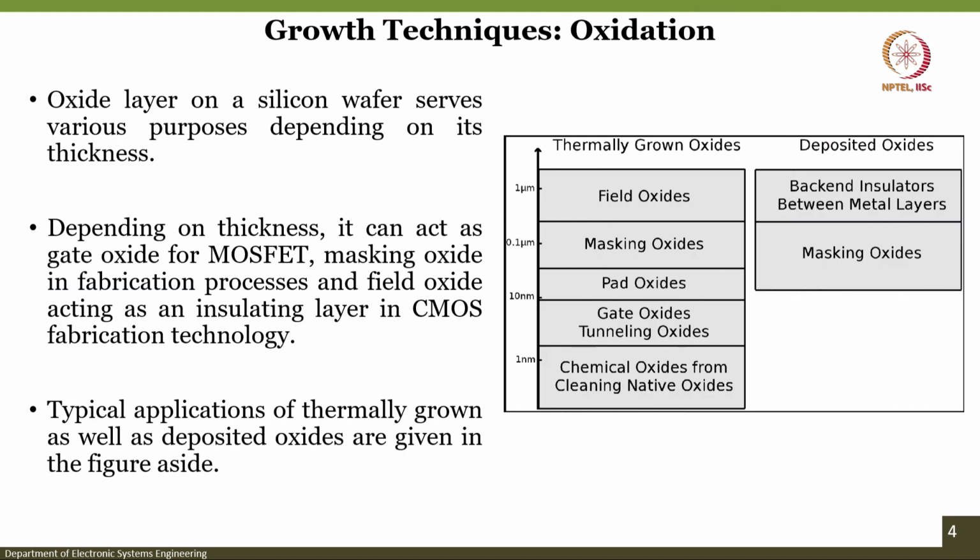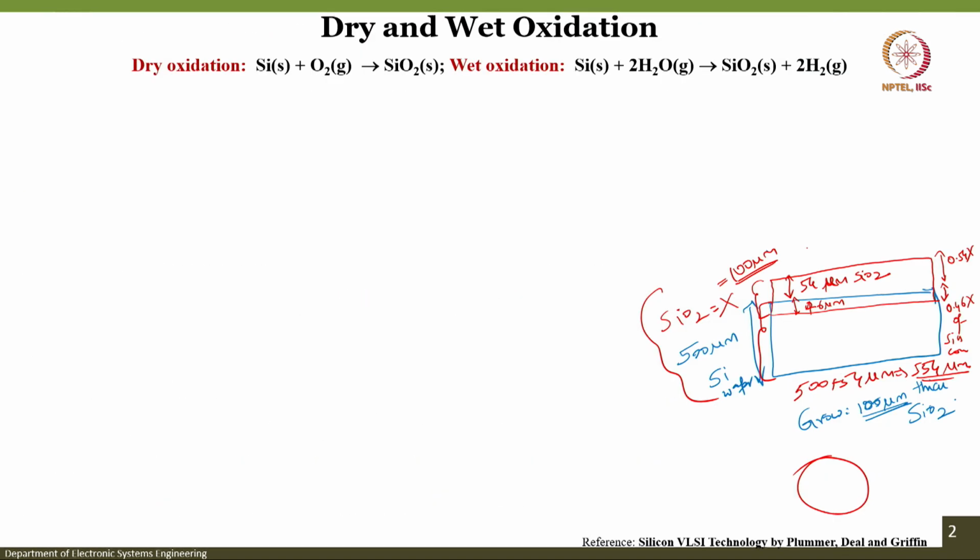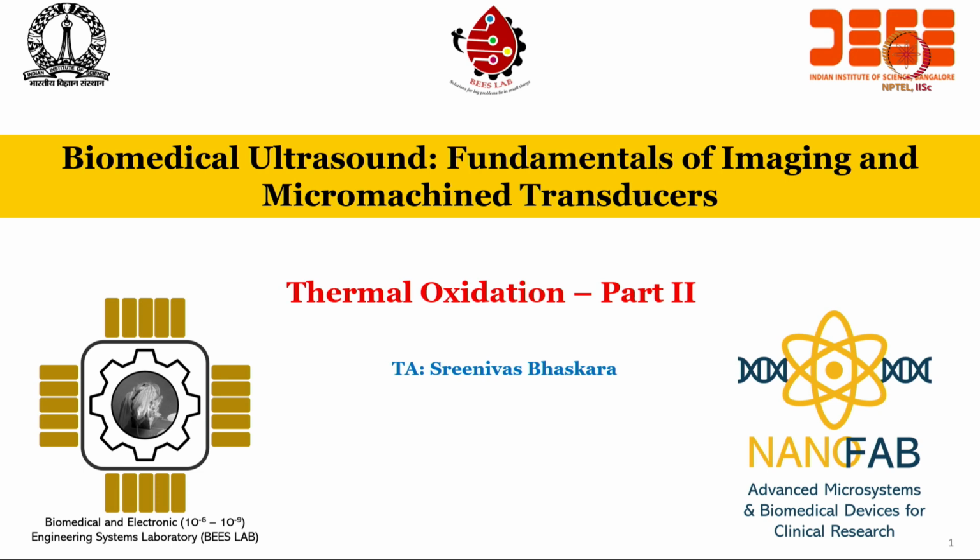extremely popular. I think we are coming to the end of this. We have covered multiple aspects. We have seen how the fluxes F1 and F2 balance with each other. Then we formed a mathematical model called the Deal-Grove model, and we have looked at some problems.